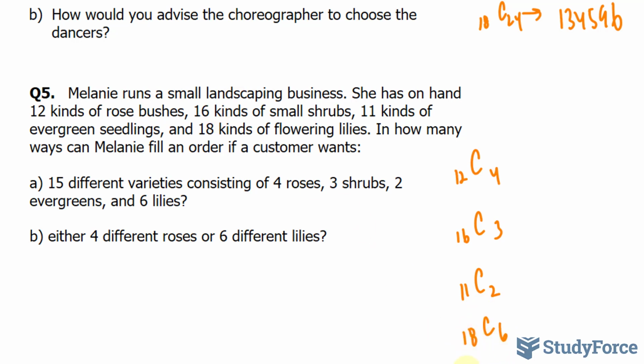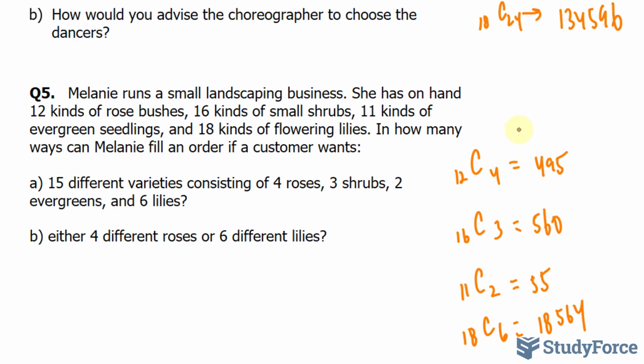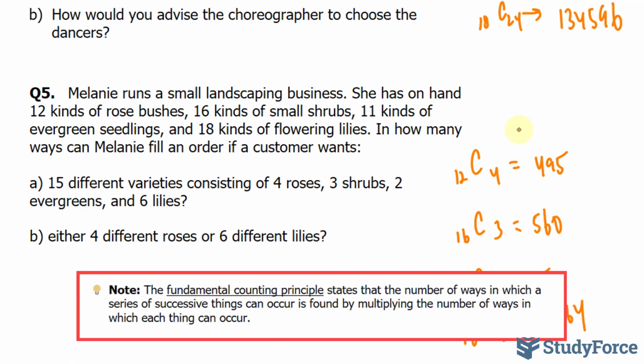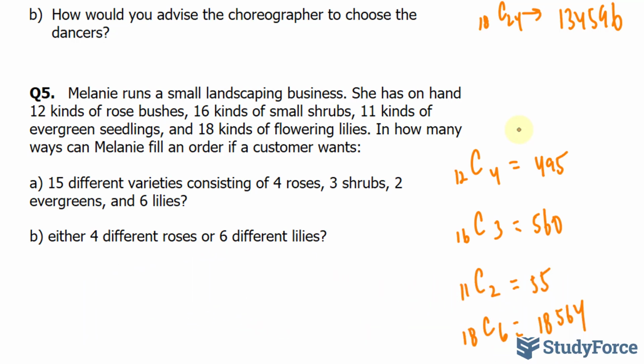If you substitute these into your calculator and find an answer, you should end up with the following numbers. Those are the outputs that I end up with. And from here, you can actually apply the fundamental counting principle, which we did a video on recently. What the fundamental counting principle told us was that the number of ways in which a series of successive things can occur is found by multiplying the number of ways in which each thing can occur. So this can occur 495 times. And then we would have to choose the shrubs, and that occurs 560 times.